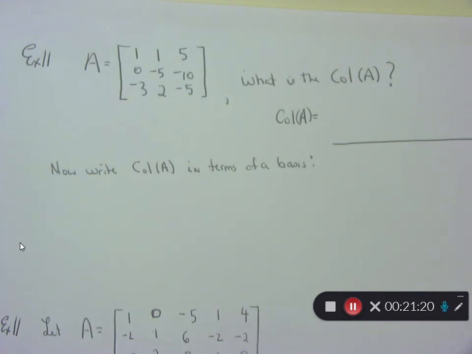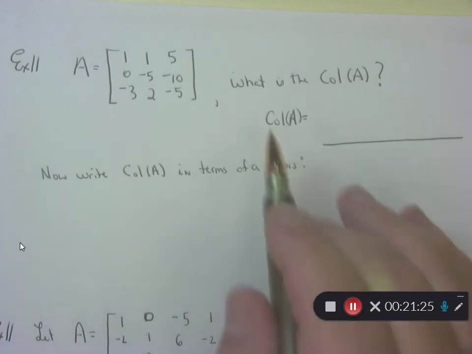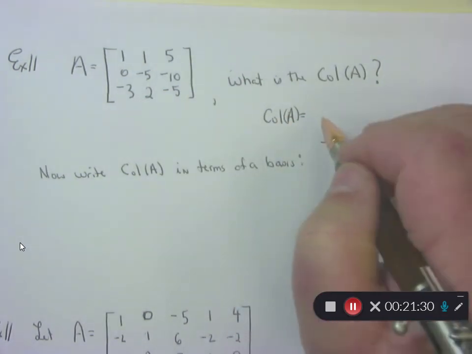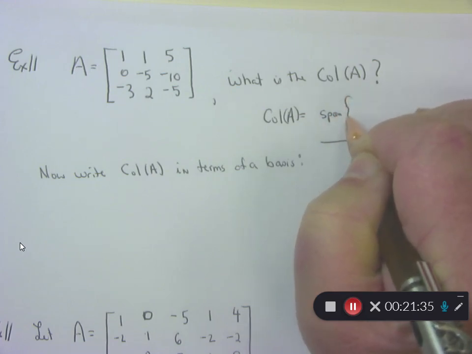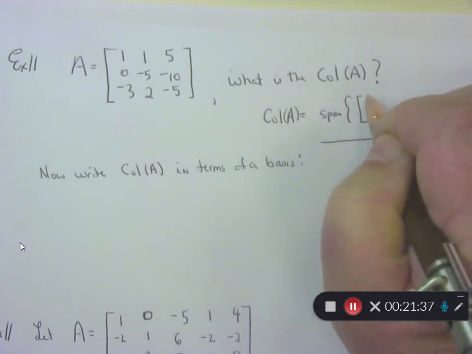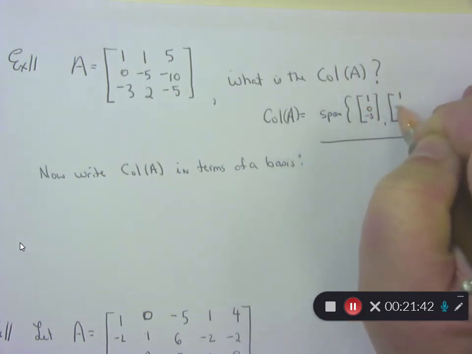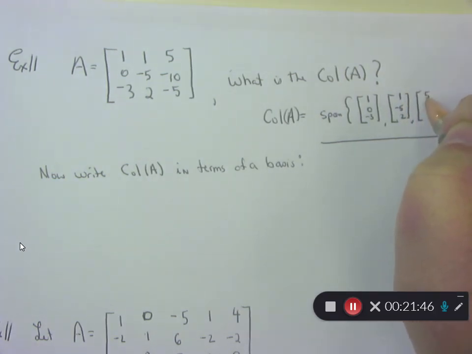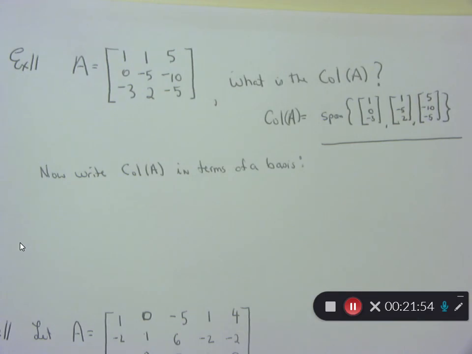Now, subtle difference. This is what I want to show you guys. Could you please tell me what the column space of A is? Well, the column space of A would be the span of the vectors 1, 0, negative 3, 1, negative 5, 2, 5, negative 10, negative 5. Officially, that is what the column space of A is.